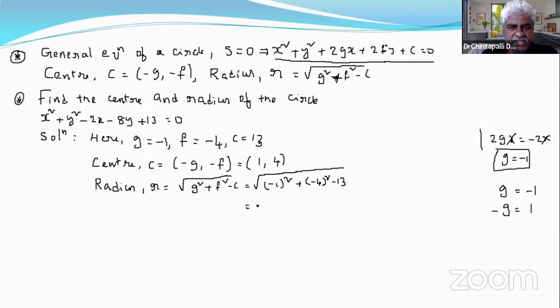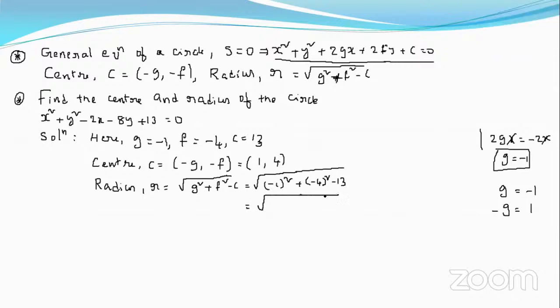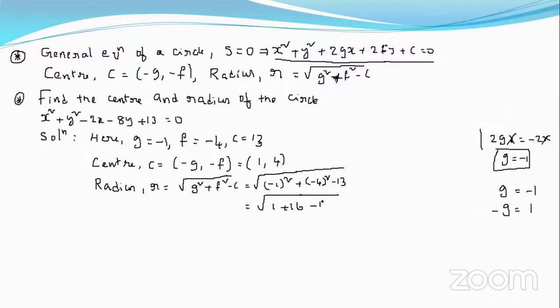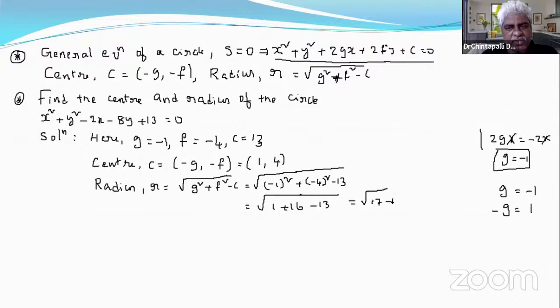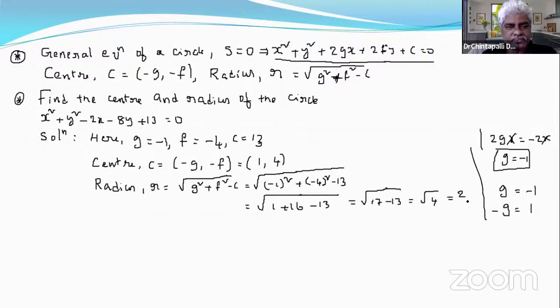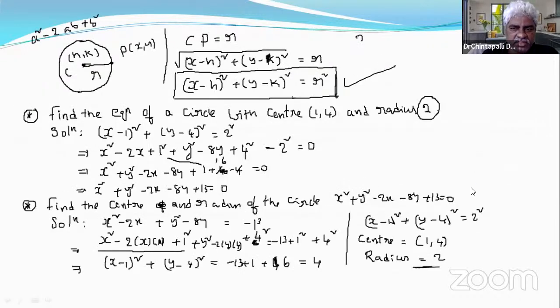Negative 1 whole square is nothing but 1. 1 plus 16 minus 13. 1 plus 16, 17. 17 minus 13, 4. Root 4 is equal to 2. So the radius is 2. Got it? Yes, sir.